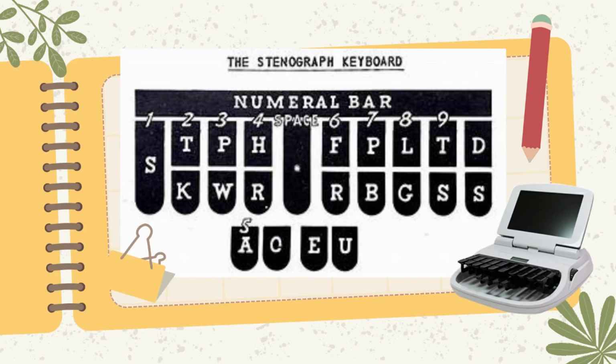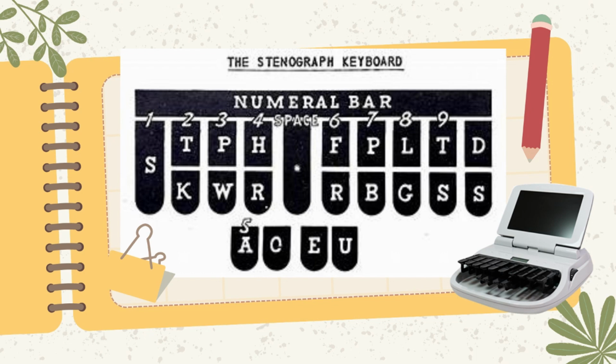Number usage, the three-digit numbers. First, let us have a review of the stenograph keyboard. Number one is the initial S together with the numeral bar. Number two is initial T and the bar. Number three is initial P and the numeral bar. Number four is initial H and the numeral bar. Number five is vowel A and the numeral bar. Using your left middle finger, you press the numeral bar.